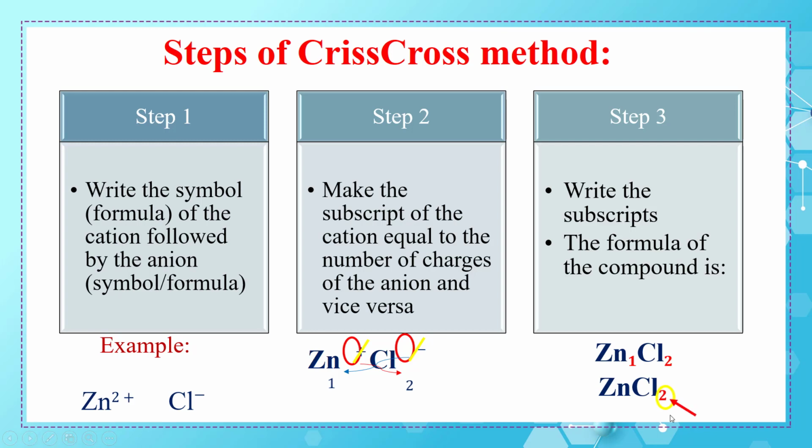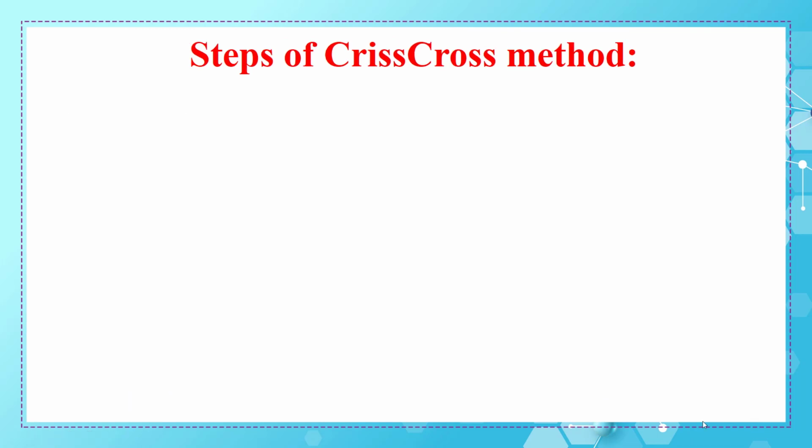This 2 is the subscript of Cl, while 1 is the subscript of Zn. So I have here 1 Zn2 plus and 2 chloride ion. When we have this ionic compound ZnCl2, this means that this ionic compound is made up of 1 cation Zn2 plus and 2 chloride ions.